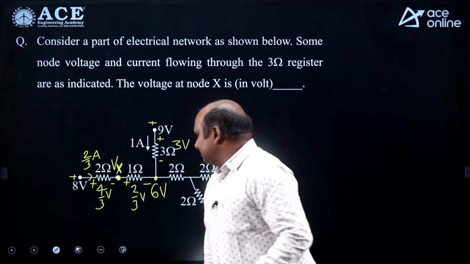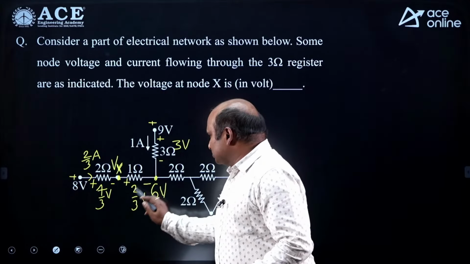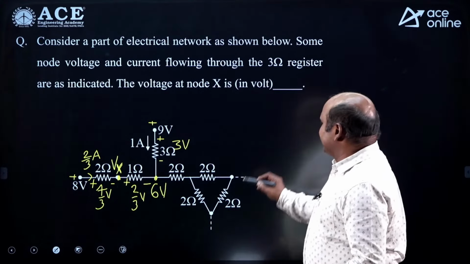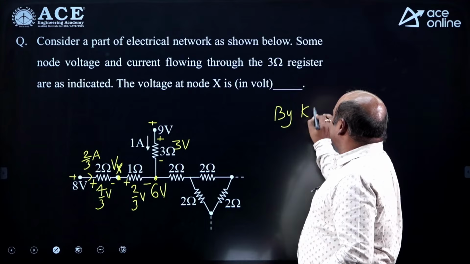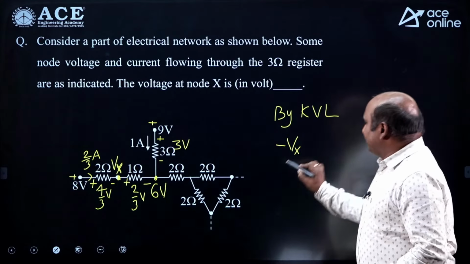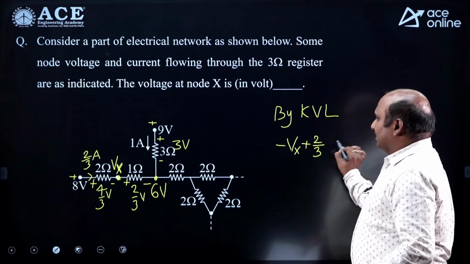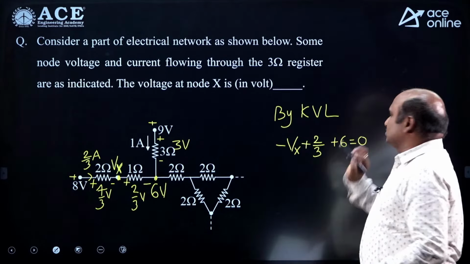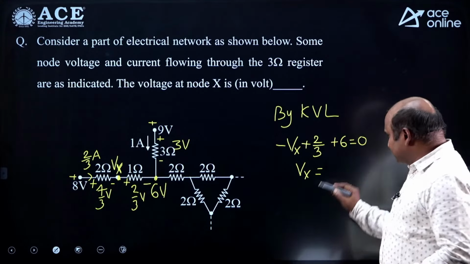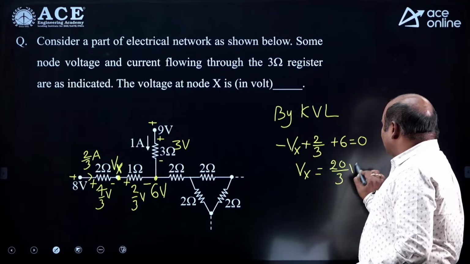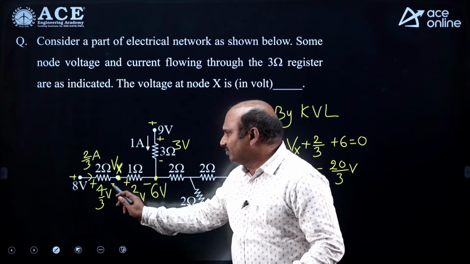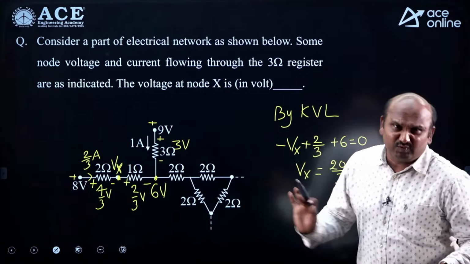This voltage is required here. If you take the reference as 6 volts or as 8 volts, you will get the same value. By KVL, minus Vx plus 2 by 3 volts plus 6 is equal to 0. With this, Vx is equal to 3 into 6, 18, plus 2 is 20, so 20 by 3 volts. You can also check with respect to the other path: minus Vx, minus 4 by 3, minus 8, plus 8, and you will get the same result.